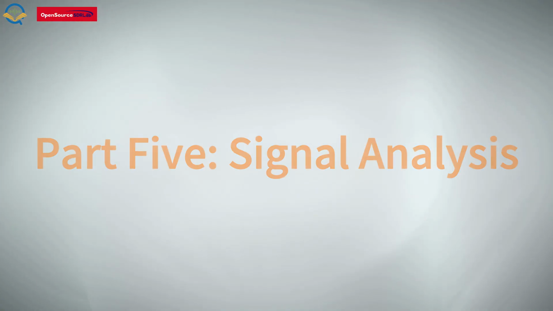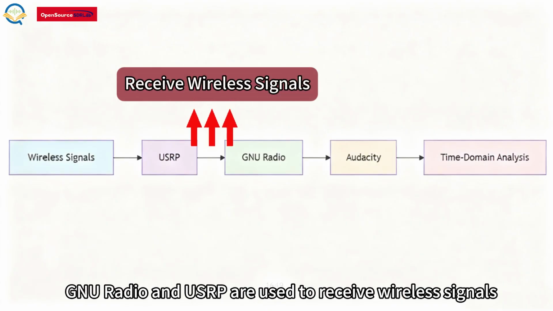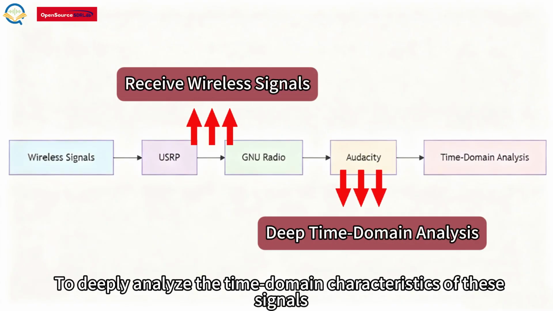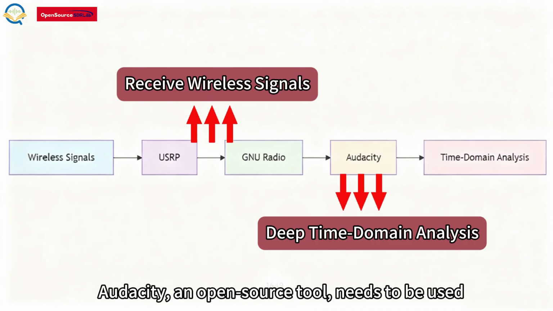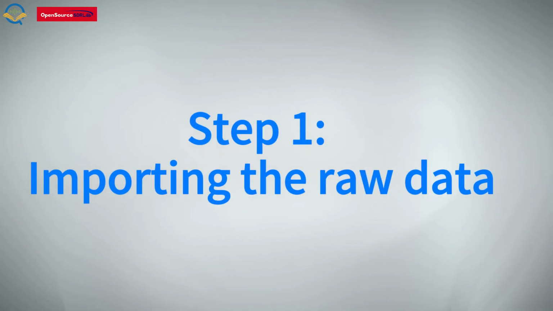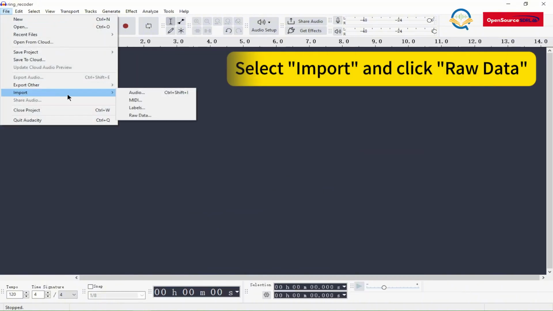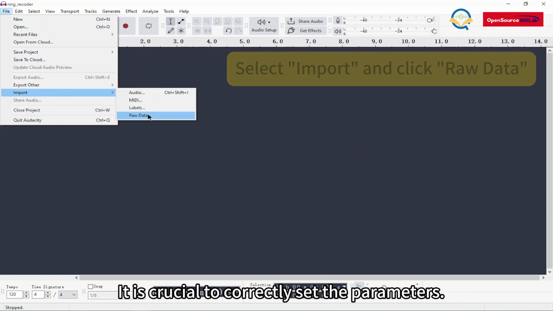Part 5. Signal Analysis. GNU Radio and USRP are used to receive wireless signals. To deeply analyze the time domain characteristics of these signals, Audacity, an open source tool, needs to be used. Step 1. Importing the raw data. Import the baseband file saved by GNU Radio. It is crucial to correctly set the parameters.